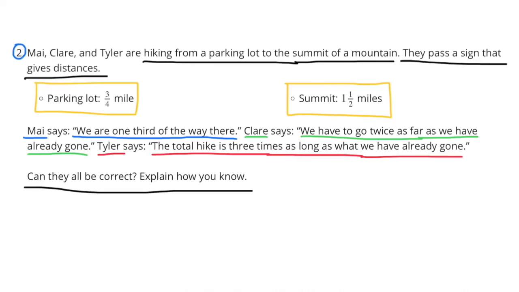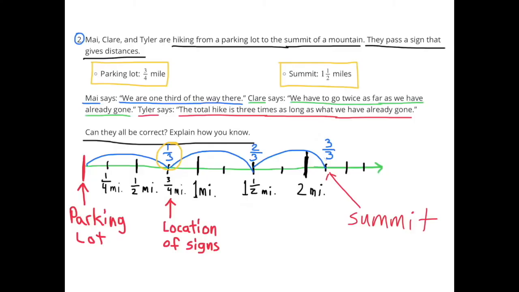Mai says, we are 1/3 of the way there. Claire says, we have to go twice as far as we have already gone. And Tyler says, the total hike is 3 times as long as what we have already gone. Can they all be correct? Explain how you know.